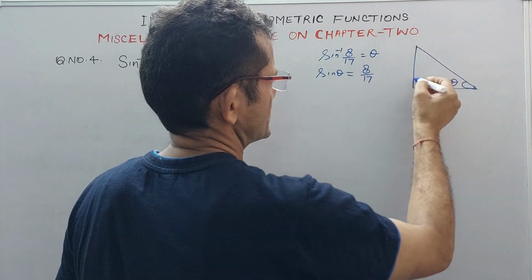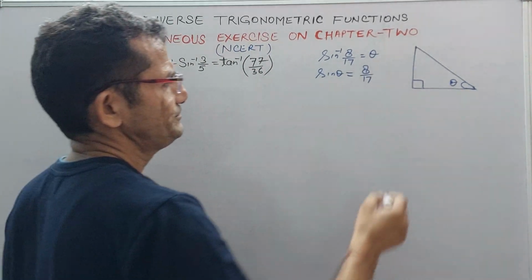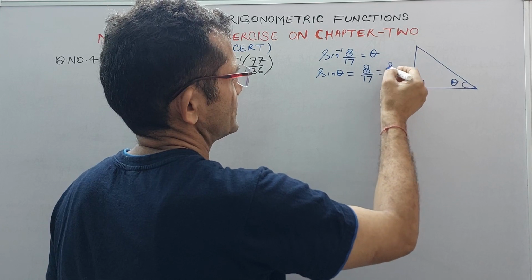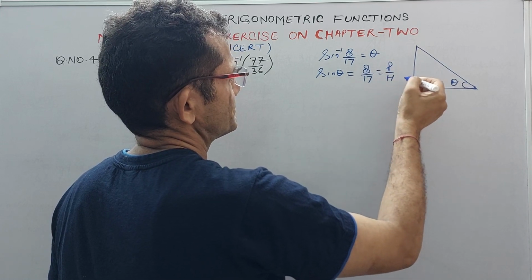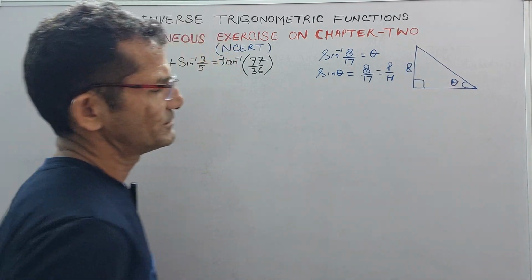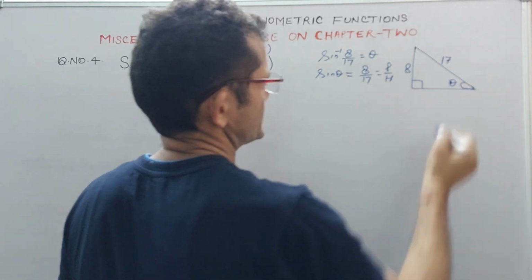So this is the right triangle, opposite of this theta. Sin theta is equal to p by hypotenuse, perpendicular upon hypotenuse. So our perpendicular is 8 and hypotenuse will be 17.